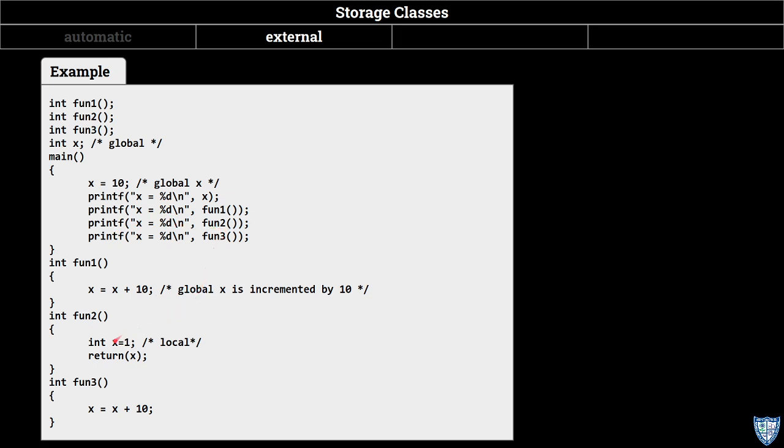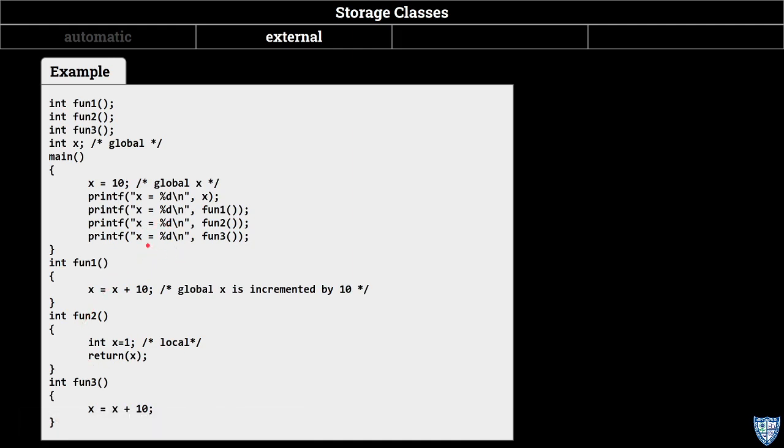So here fun2 will be called, but here there is a problem. There is another variable x with the same name declared locally inside the function fun2, and I am returning that value, return x. So what will be printed here? It will not be 20 because it is the local value of this one. x is equal to 1 will be printed. So x is equal to 1 will be printed here.